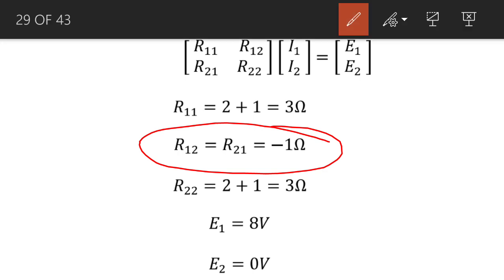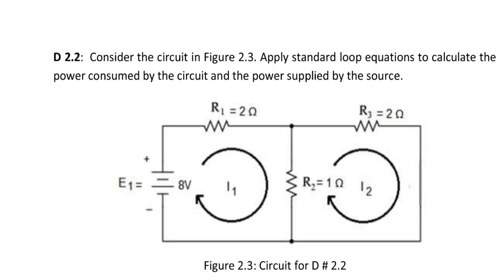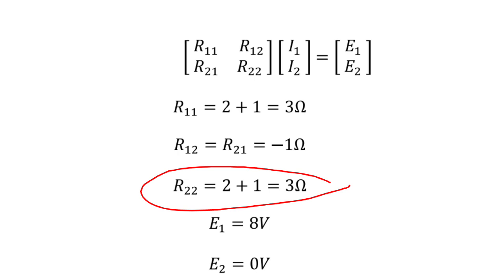Now we consider R22. R22 is the sum of all the resistances of loop number 2. And you see there are two resistors in loop number 2, R2 and R3. And the sum of the resistance of these two resistors is 3 ohm. So R22 will be equal to R2 plus R3, which is 2 plus 1, that is 3 ohm.